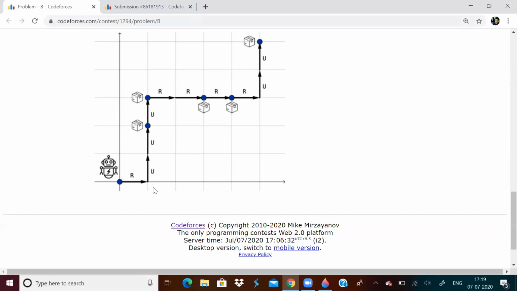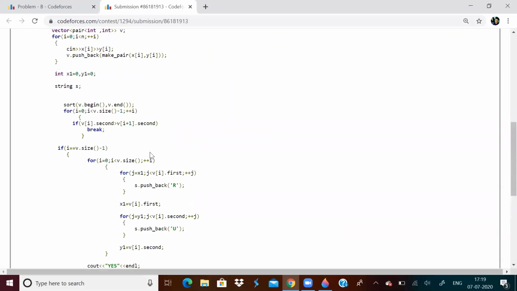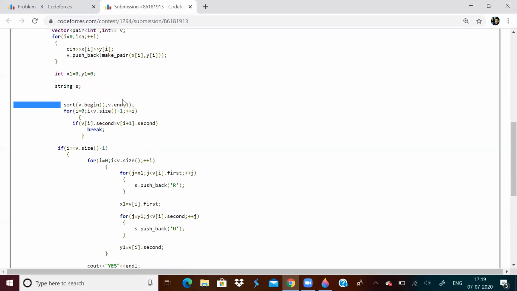I am following the original path. What is the original path? The path which is the shortest. And how to get the shortest? You don't have to do anything. Just sort the vector of pairs. If you sort the vector of pairs, you will get the path automatically.